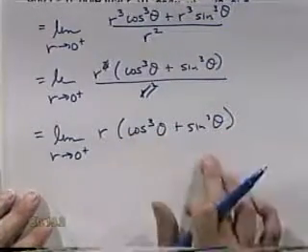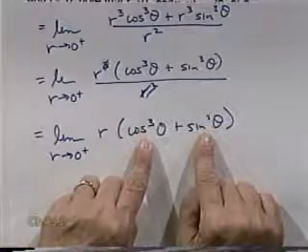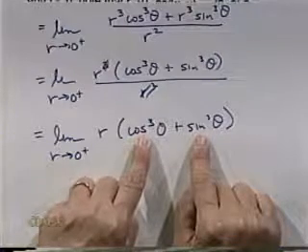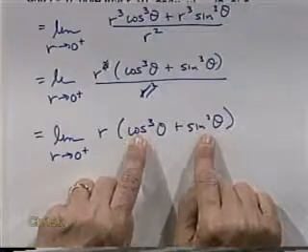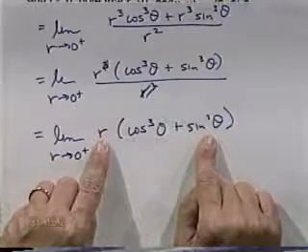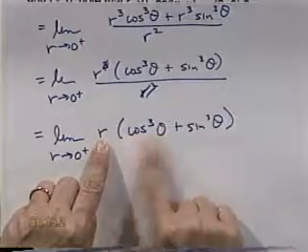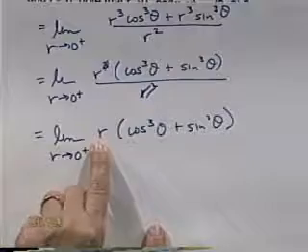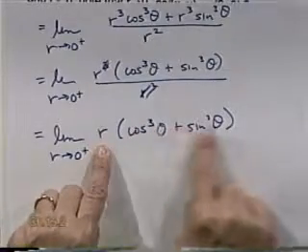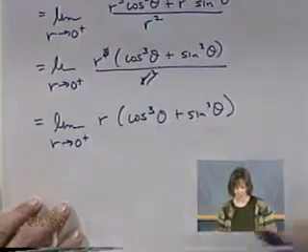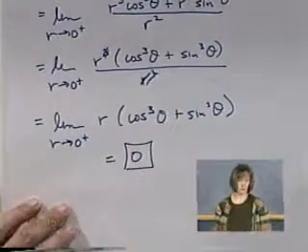Now, I don't know what theta is. But cosine cubed is going to be between -1 and 1. Sine cubed is going to be between -1 and 1, right? So if you add them, this is going to be some number between -2 and 2. But what's r going to? This is going to 0. 0 times something that's fixed between -2 and 2 is going to give us 0. And so my limit is 0.